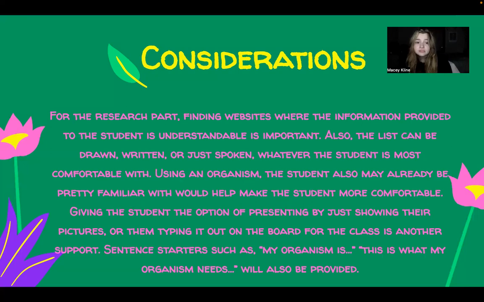Students love to move around. So then you can write on the board, like, "My organism is..." and "This is what my organism needs..." So the students have those visuals, those sentence starters, and they can still look at the class but also look at the whiteboard to get their help. Okay, that is my last slide.